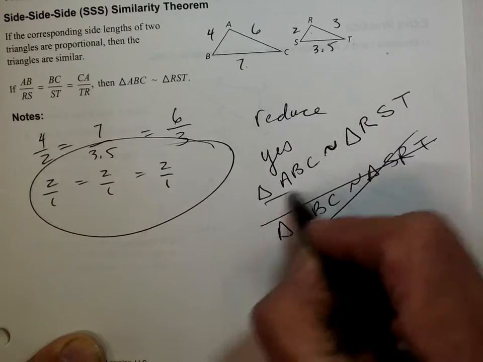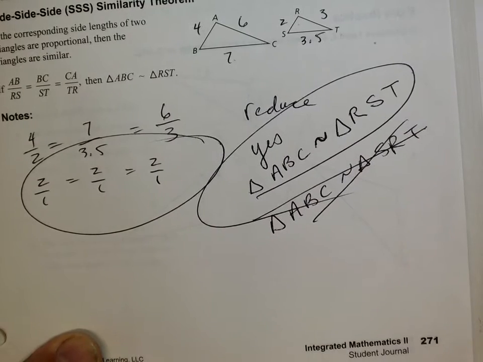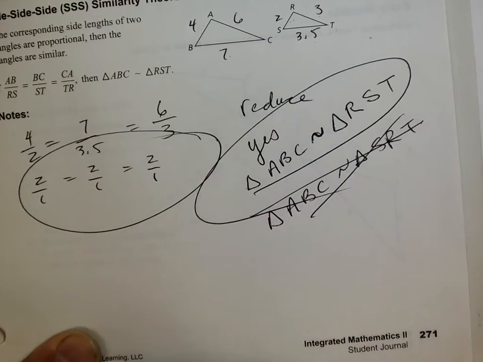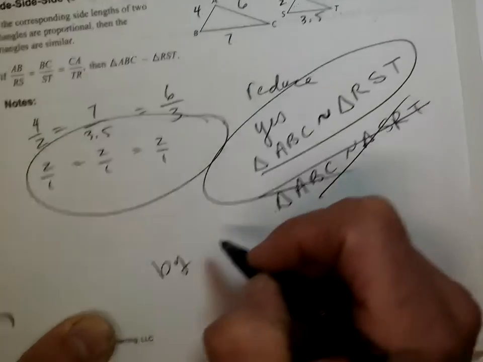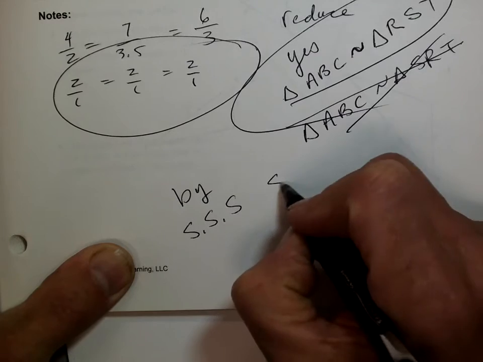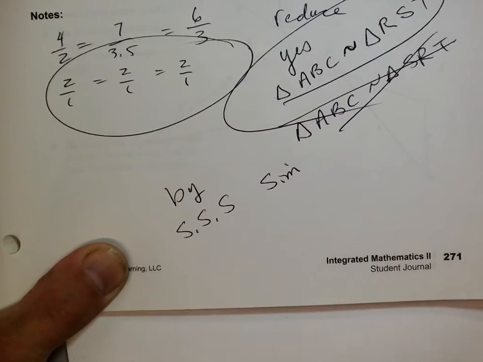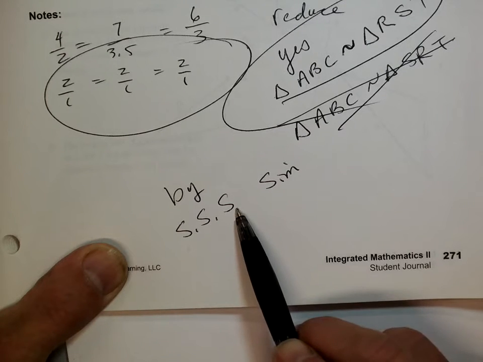Okay, that's pretty easy, isn't it? So here's how we prove that two triangles are similar. You can't just say because they look like it. You have to prove it by showing that the ratios of all three sides are the same. And they'll say yes by, you ready? Yes by the SSS sim, which abbreviates side, side, side similarity theorem, okay?